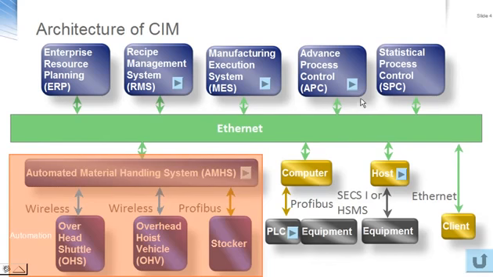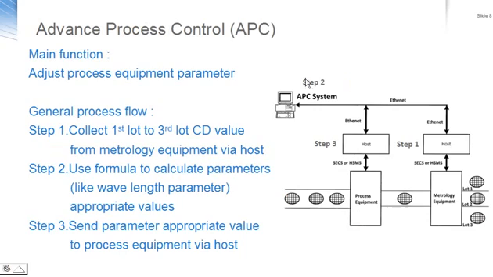And then we are introducing the APC. The APC and the SPC are very similar, but there is a little difference. Now we can use the APC to introduce. The APC's main function is to process equipment parameters. The general process flow, step 1.